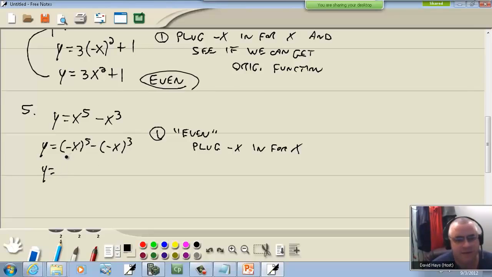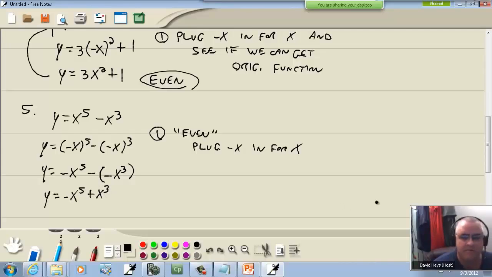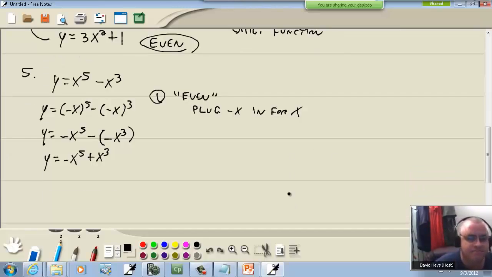Well, a negative to an odd power is always negative, so negative x to the fifth gives us negative x to the fifth. And here we've got minus, and then a negative x to the third power, again, gives us negative x to the third. So this becomes y is equal to negative x to the fifth plus x to the third. Well, the question is, can we get it to look like the original?